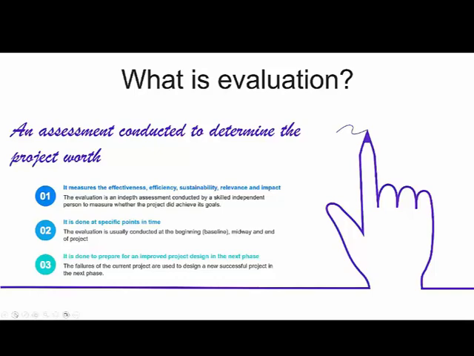So essentially, when you're determining the worth of a project, you're looking at five main attributes. You've got the effectiveness of the project. Was the project effective? You've got the efficiency. You've got the sustainability, the relevance, and the impact. These are the five main things that you look at when you do an evaluation.